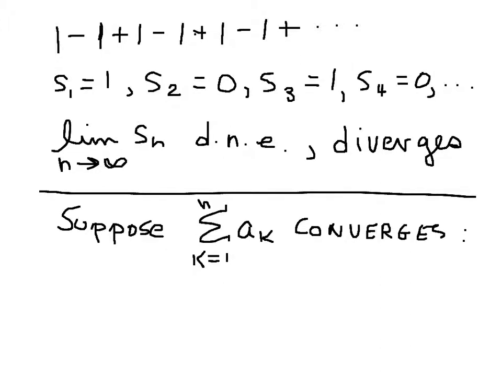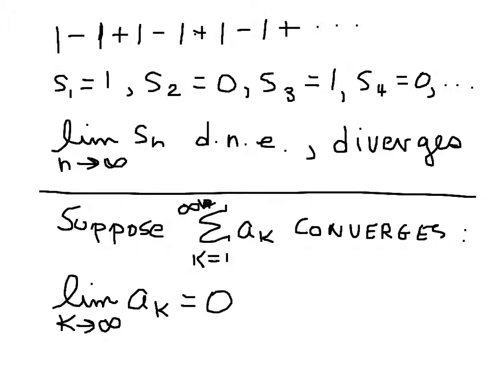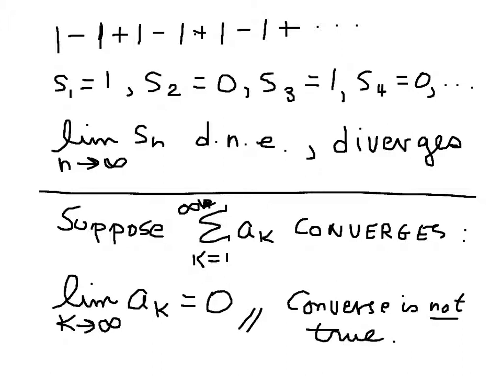Okay, one more thing to consider. Suppose we have an infinite series which converges. Then one of the things that we can say that must be true is that the limit as k approaches infinity of a sub k must equal 0. And we'll see about this later on, that the converse is not true. In other words, we can have an infinite series in which the terms are approaching 0, but such that the infinite series does not converge. More on that in a later section.